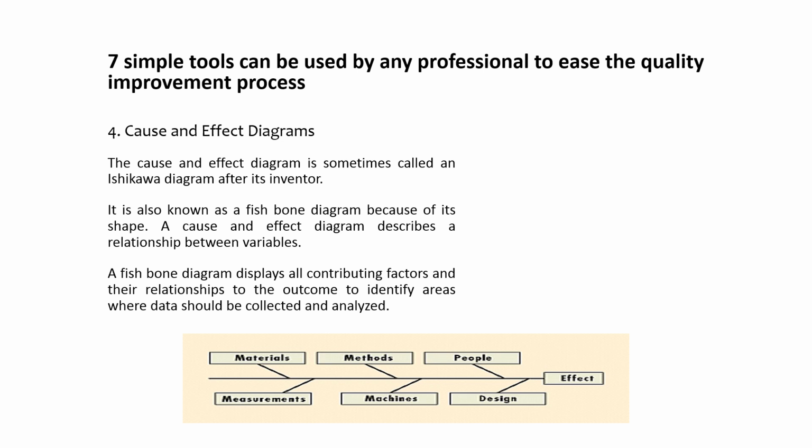Fourth is the cause and effect diagram. It is sometimes called Ishikawa diagram after its inventor. It is also known as the fishbone diagram, as you can see, because of its shape. It describes a relationship between variables. It displays all contributing factors and their relationships to the outcome to identify areas where data should be collected and analyzed.